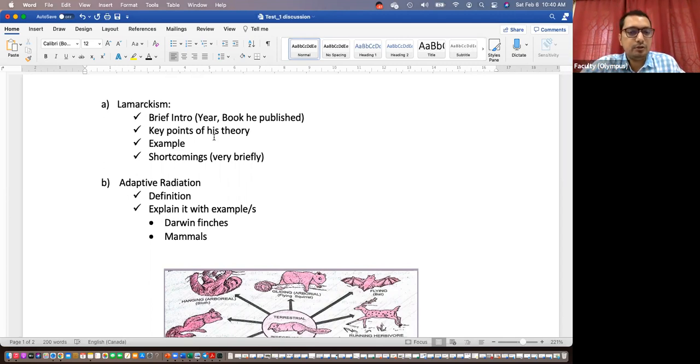So the answer structure should be somewhat like this. Provide a brief intro about Lamarck and the key idea behind Lamarckian theory, what the key points are, and explain it with examples. It's very important to give examples for these types of things. The giraffe example is the most standard one, but I've given, I think, part of the IGNOU material, there are many examples. But the key example is the giraffe.